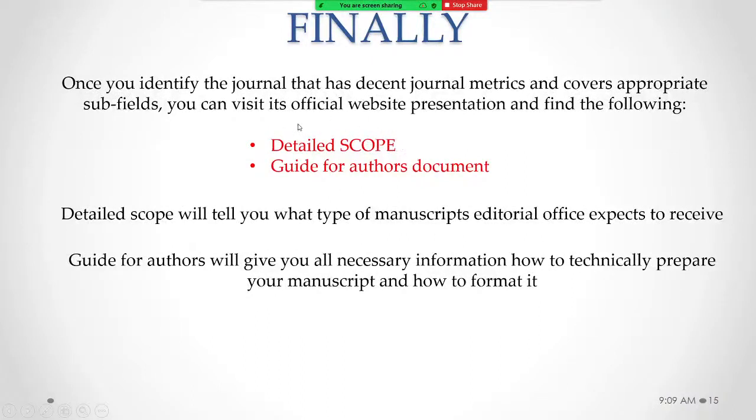What is detailed scope? Well, the detailed scope of each journal will give you information on what type of manuscripts the editorial office expects to receive. So there, the chief editor and the whole editorial office explain what kind of papers they would like to receive, and if you follow those instructions, then you will increase the chance to publish your results there.